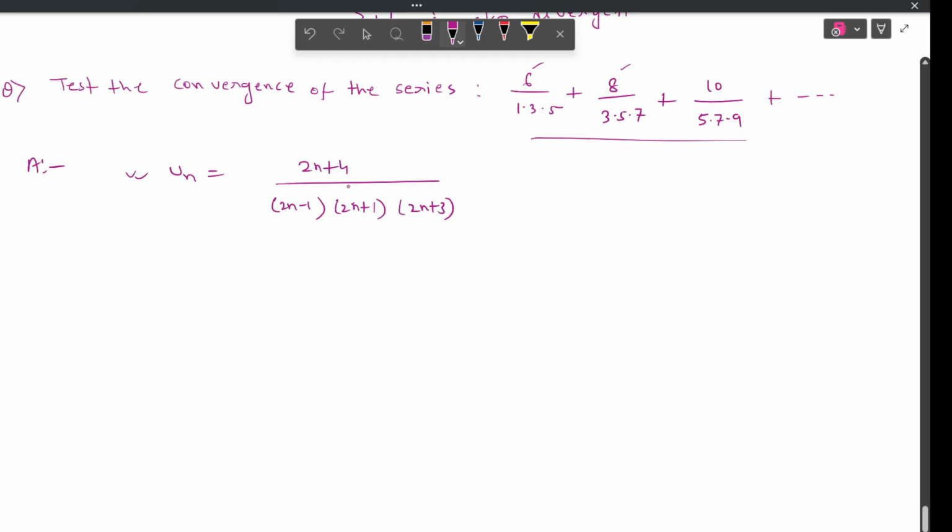Now, see, in this ratio, the denominator power is n into n into n, that is n cube. The numerator is n. So the degree of the expression in the denominator minus the degree of the expression in the numerator would be 3 minus 1, that is 2.